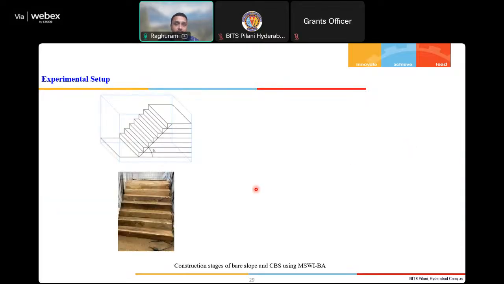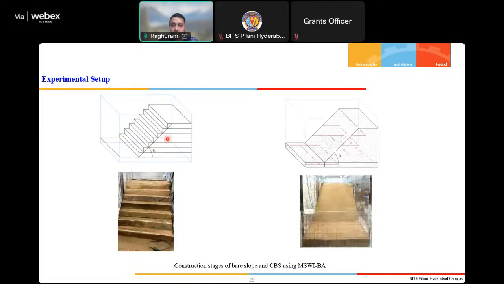While coming to the experimental setup, we cannot construct a slope in a single stretch. That's why we follow this construction. We construct the slope in a stepped manner, meaning you can see this is the stepped slope. Once you construct that, you can chip off the additional portion. This is the initial stage of the construction of the slope, and this is the final stage after the construction.